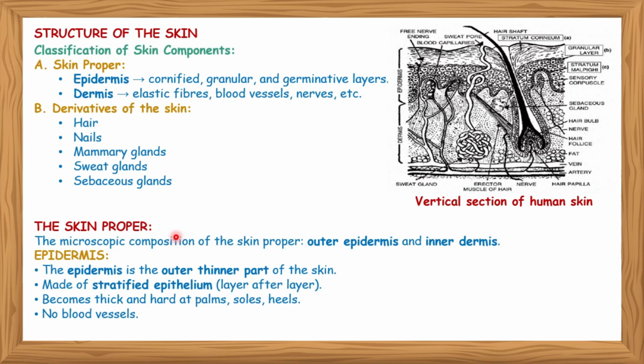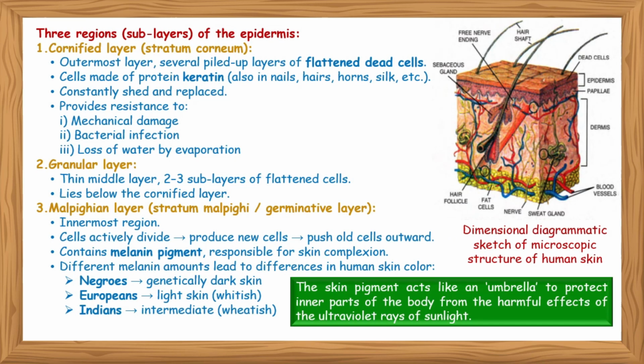Epidermis, the epidermis is the outer thinner part of the skin. It is made up of stratified epithelium, or layer after layer. It becomes thick and hard at palms, soles and heels. There are no blood vessels in the epidermis layer. Three regions or sublayers of the epidermis: the cornified layer or stratum corneum, the granular layer, and the third one is the malpighian layer or stratum malpighi, the germinative layer.